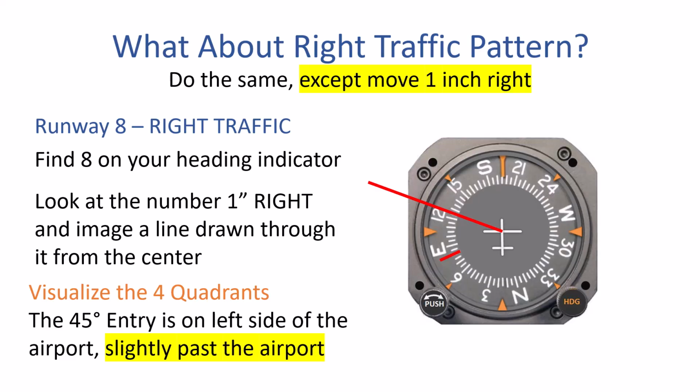So you visualize the 4 quadrants, and the 45 is slightly past the airport on the left-hand side. It's on the far side, left side of the quadrant, but this line is closer to sideways to the airport or left of the airport. This is the far side. This is the middle of the far left side, and it's closer to the left side. So that's why I say it's slightly past the airport, assuming that the center of the airport is right there.